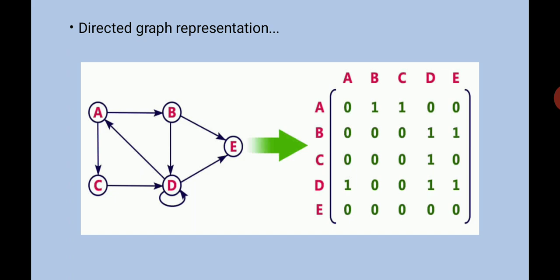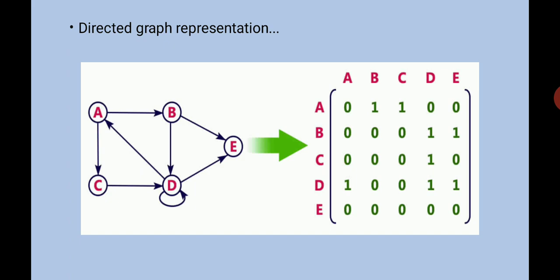So if I look from B to A, I cannot go, so I put in 0. Although there is an edge, it is not from B to A, it is from A to B. They have a connection, but not from B to A, right? From B to B, no. From B to C, no. From B to D, yes.